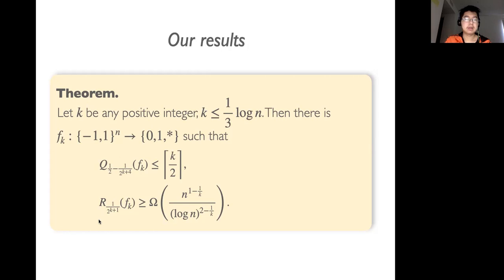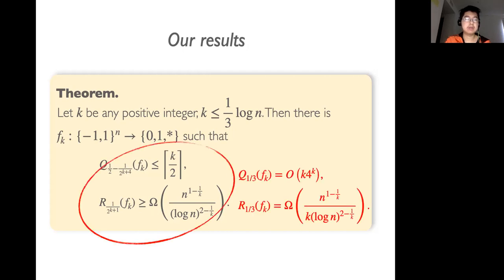For a constant k, these error parameters are all bounded away from a half. Of course, one can apply the standard error reduction to get complexity measures with respect to the more familiar error parameter of a third. In that case, the quantum query complexity is exponential in k, and the randomized query complexity is still n to the 1 minus 1 over k divided by polylog n.